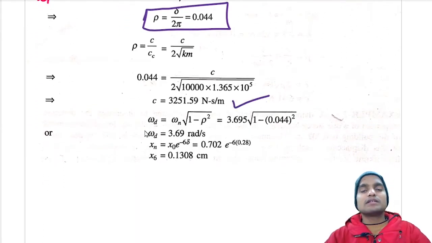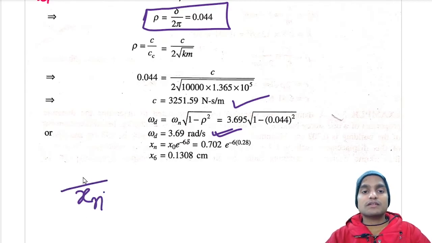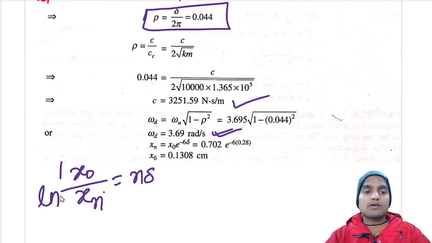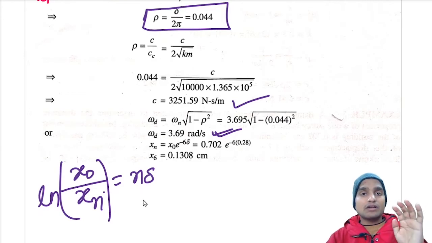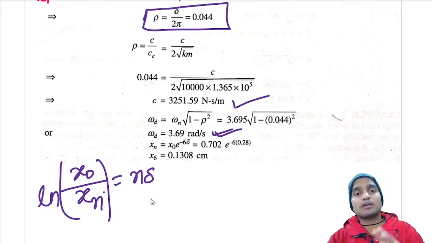Omega d is very easy to calculate, omega n into root under 1 minus rho square. So damped frequency is also calculated here. What will be the value of amplitude after nth cycle? xn. We know that xn by x0 is equal to what? n times delta, and ln of x naught by xn is equal to n times delta, because here we are taking natural logarithm of ratio of first amplitude to the nth amplitude. It will be equal to n times logarithmic decrement, n delta.